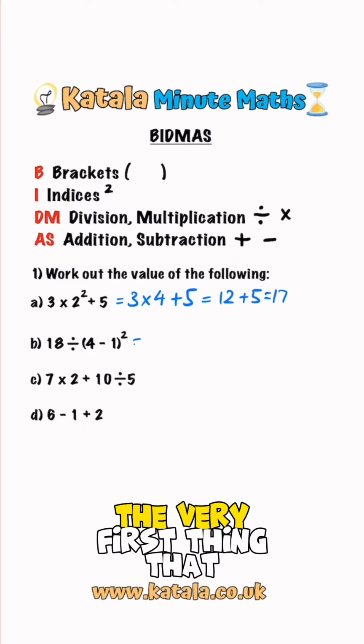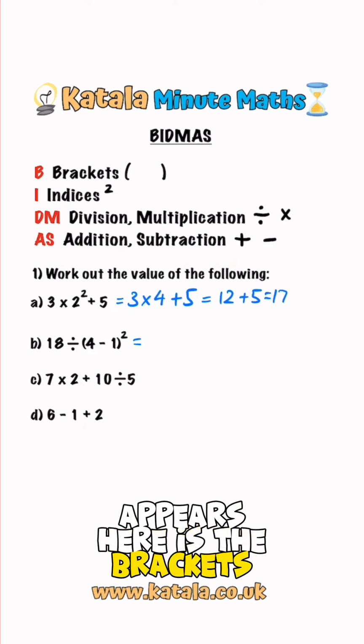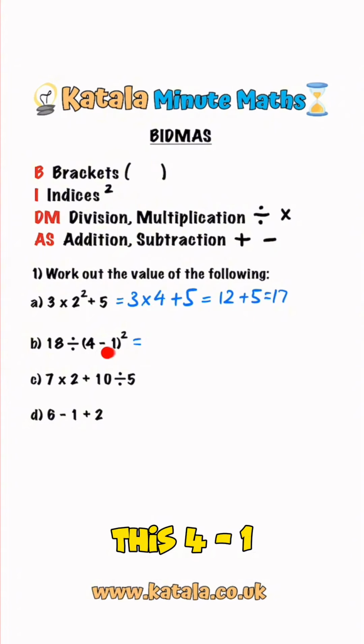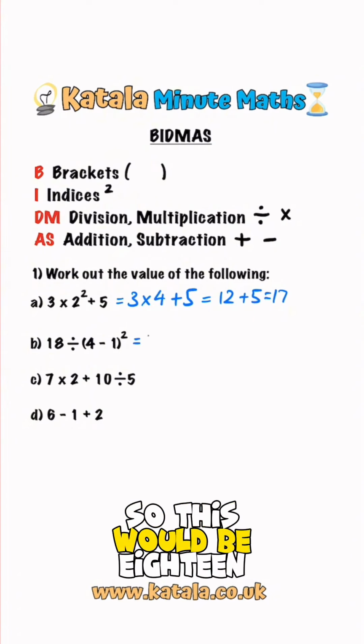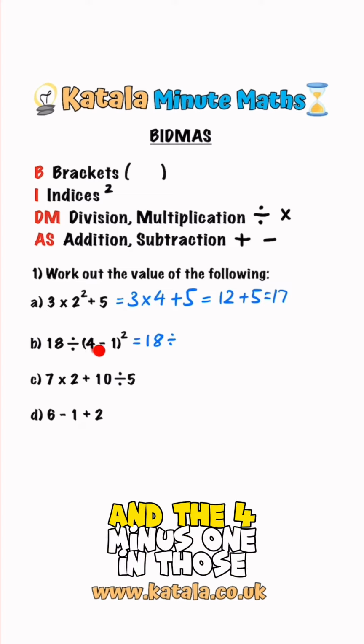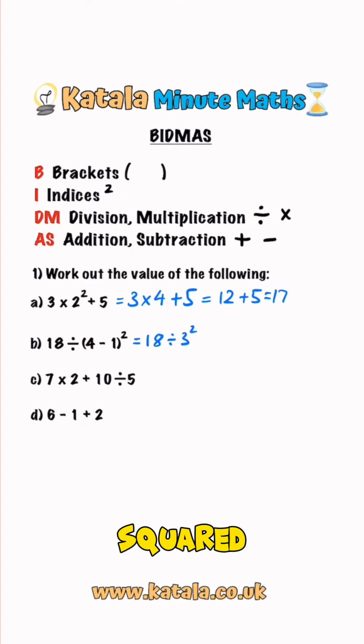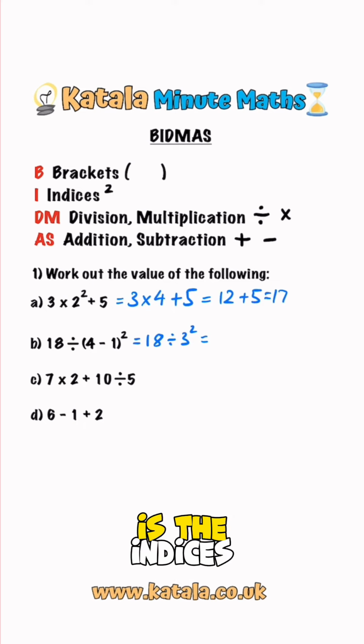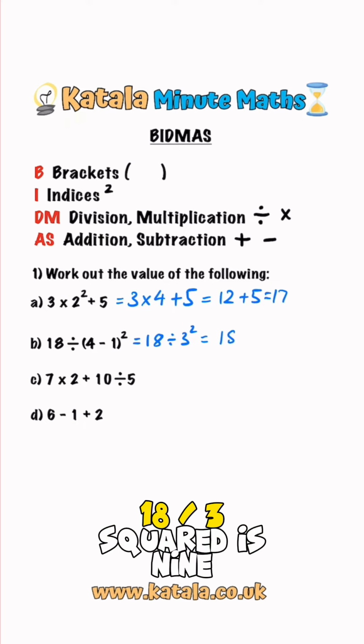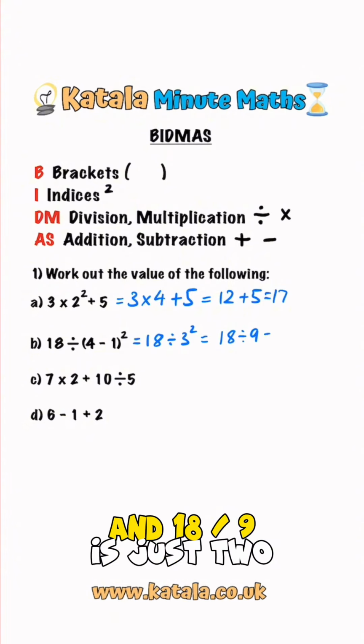On to part B. Well, the very first thing that appears here is the brackets. So we're going to need to deal with this 4 minus 1 inside the brackets first. So this would be 18 divided by, and the 4 minus 1 in those brackets is just going to be 3. So that's going to be 3 squared. Now the next thing we're going to have to deal with here is the indice. So this is going to be 18 divided by 3 squared is 9, and 18 divided by 9 is just 2.